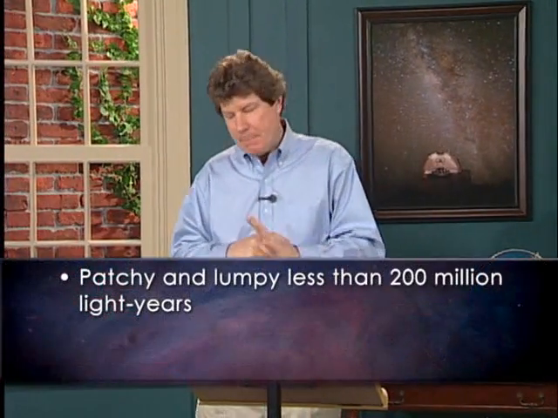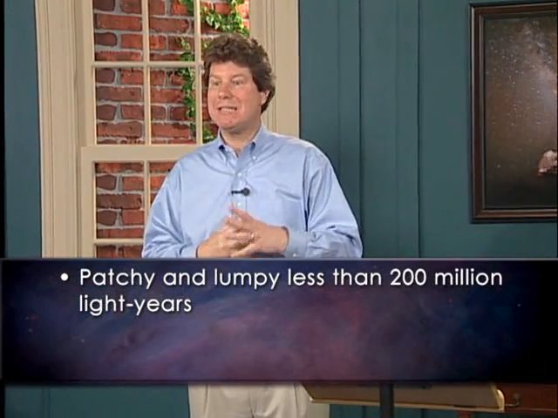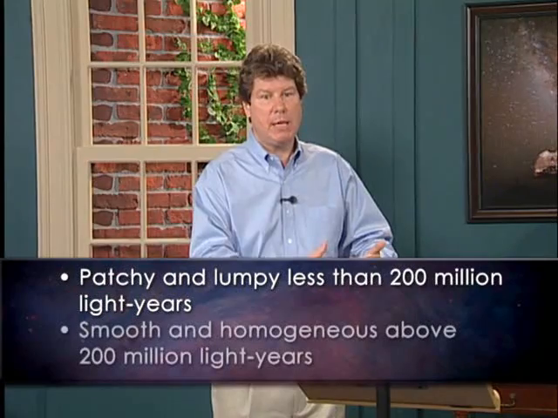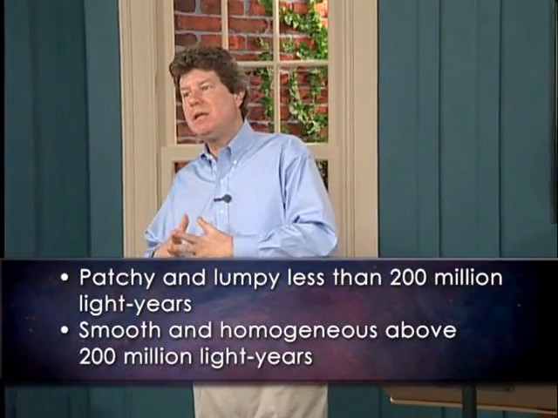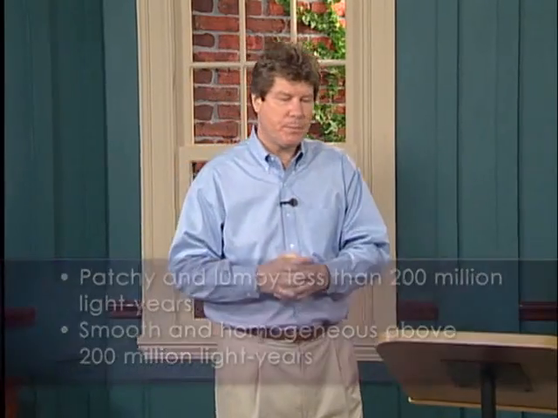Now, let me return to the example of water as a homogeneous substance. If you look at water on scales below a few nanometers, it becomes lumpy. There are molecules here and there. It becomes inhomogeneous. Now, the universe also has this dual quality. Remember, it's patchy and lumpy on scales less than 200 million light years, and it's smooth and homogeneous on scales above 200 million light years. In water, the transition scale is about a nanometer, while for the universe, it's about 200 million light years.